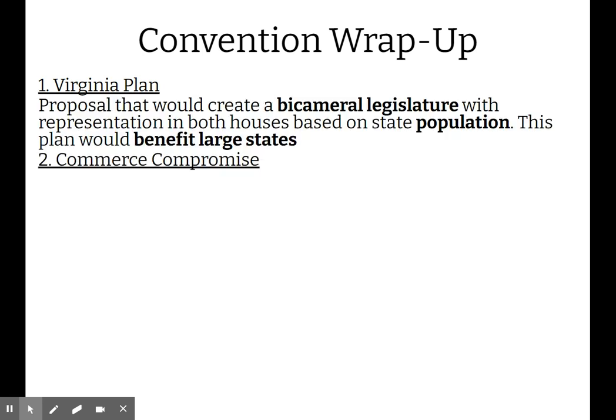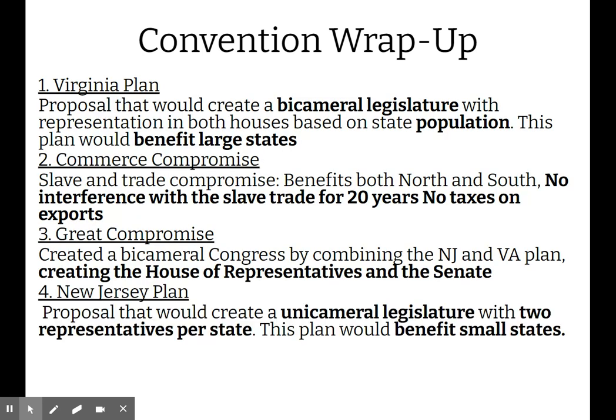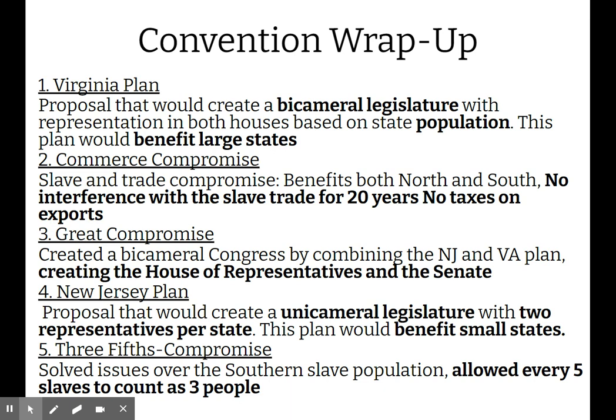So here is just a quick overview of the five different elements that were talked about during the convention. These can be found in your constitutional convention stations, but they're also listed out here for you.